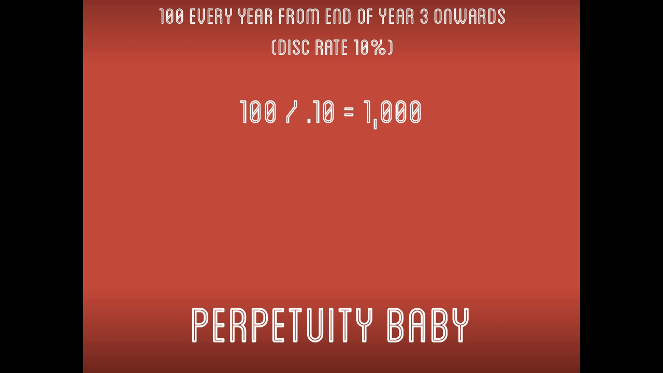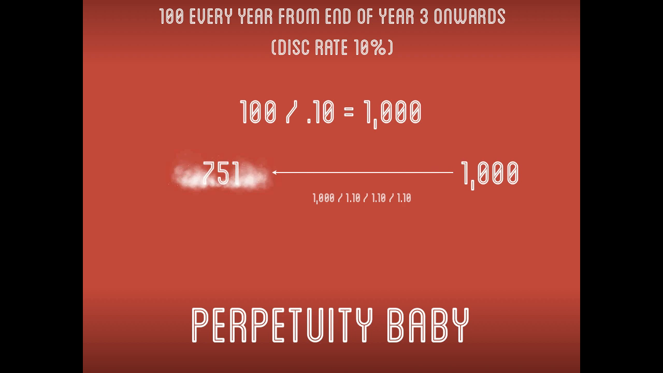However, it's not worth that in today's money, because I get it from the end of year 3 onwards. So therefore, I need to discount it down by 3 years. And if you remember, divide by 1.10 to the power of 3. So discount it down, and it's actually worth 751. And that's the figure that you need.